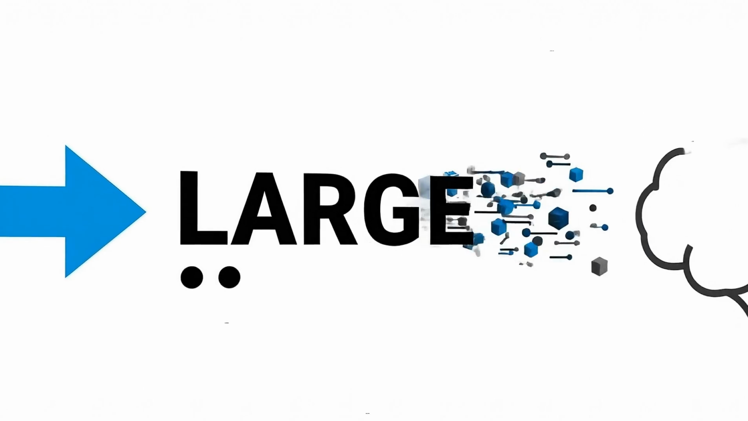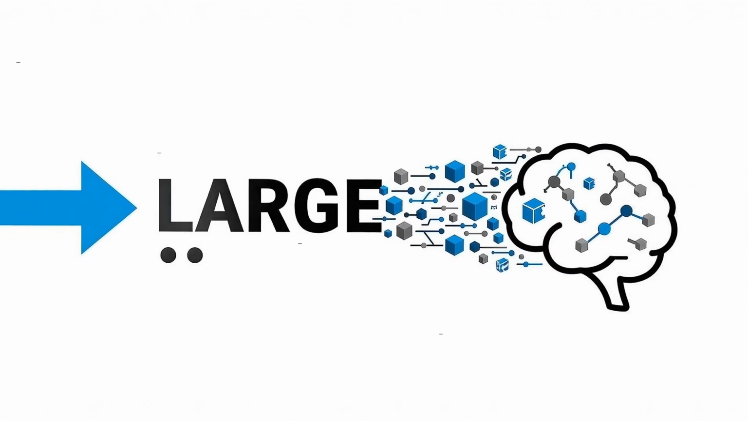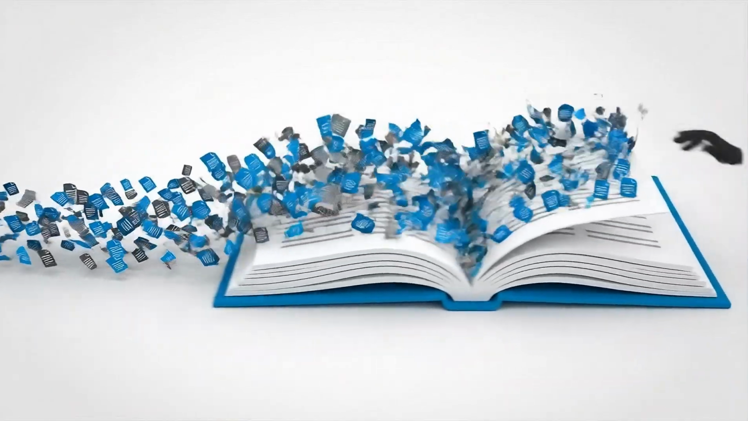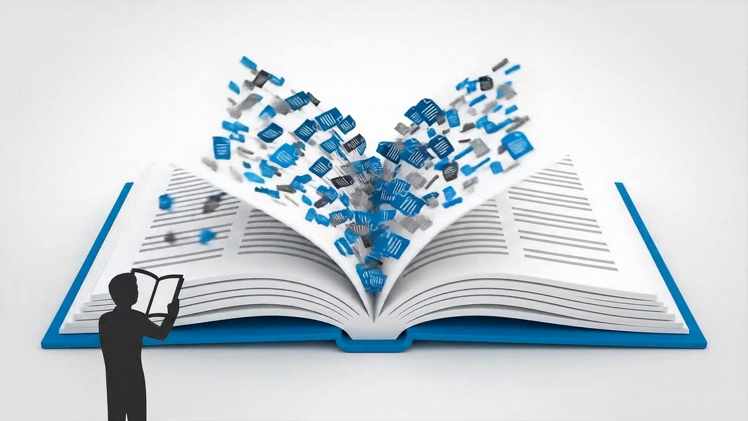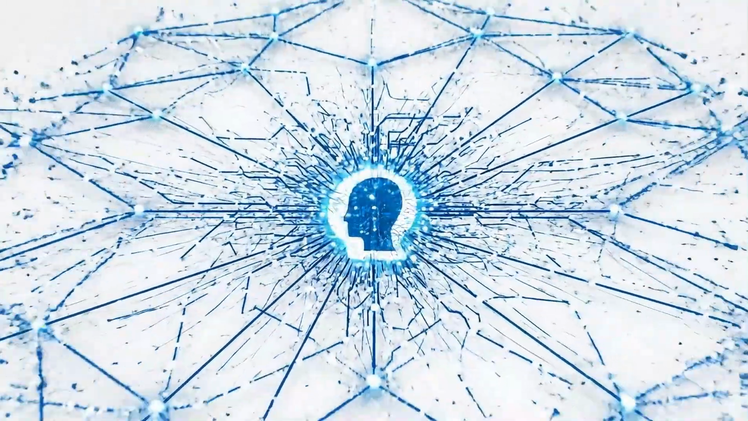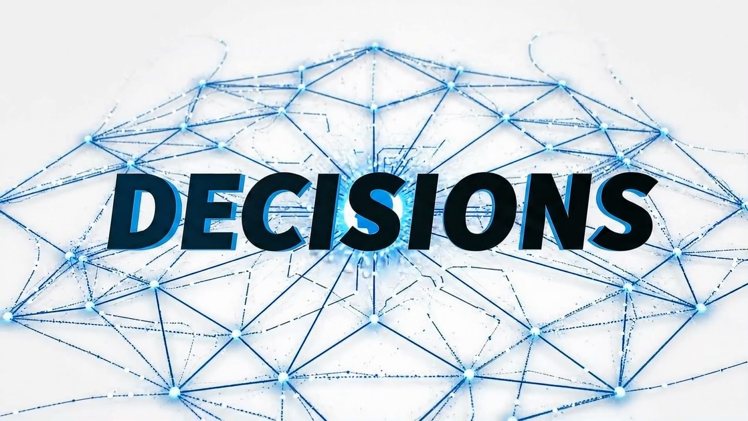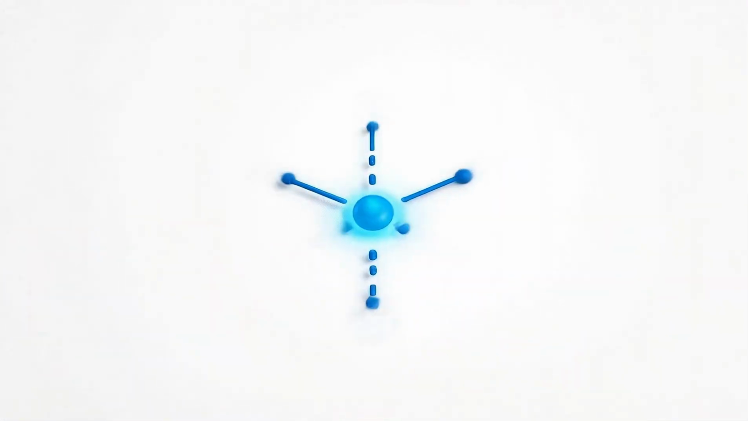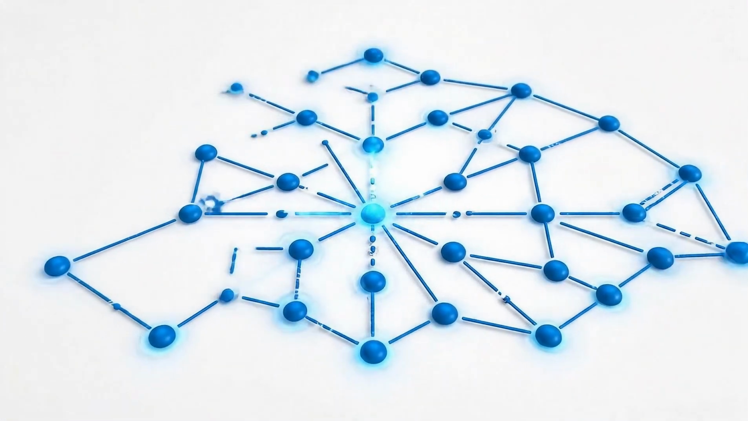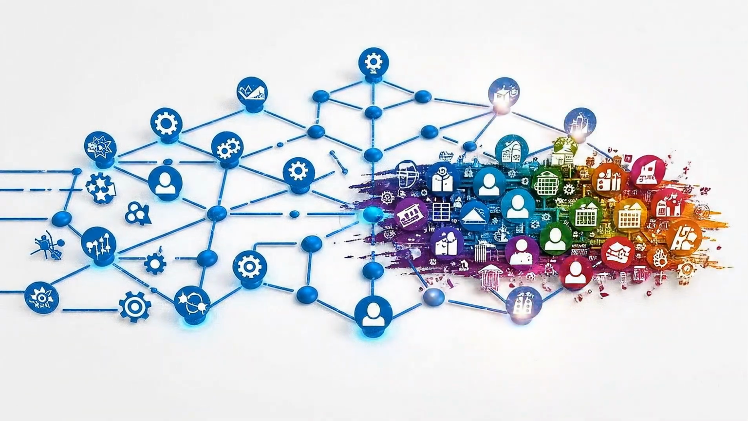The word "large" in the name refers to two different things. First, it means the model was trained on a huge amount of data. It has seen more writing than any person could read in 1,000 lifetimes. Second, it refers to the size of the computer program itself. These models have billions of tiny internal connections that help them make decisions. The more connections a model has, the better it becomes at handling complex instructions and creative tasks.